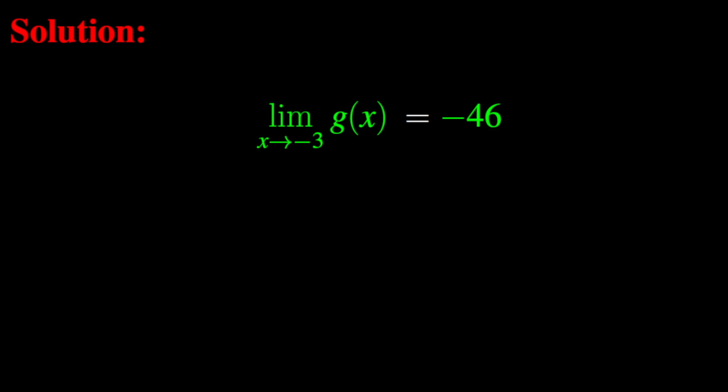The limit of the function g of x as x approaches minus 3 is minus 46. We just need to set g of negative 3 equal to minus 46. Therefore, the function g of x is continuous at x equals minus 3.